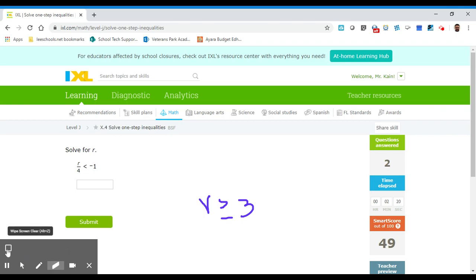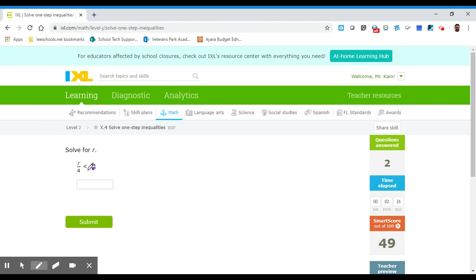Okay, I want to do one like this. This is r divided by 4 equals -1. So what number divided by 4 is -1? We know it's -4, right? But if you didn't know that, the way you solve it using algebra, r divided by 4 is less than -1.